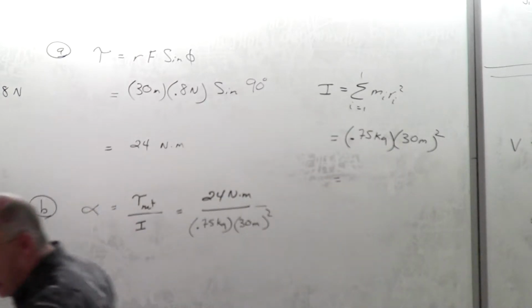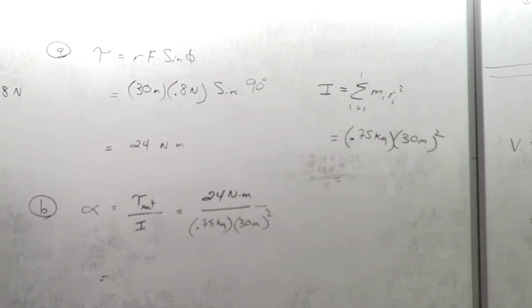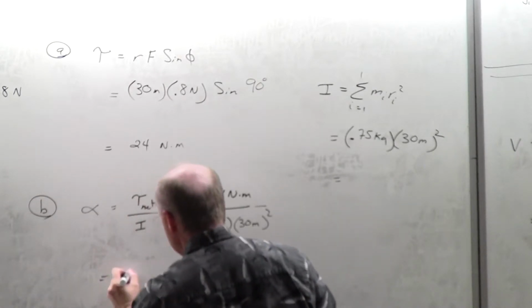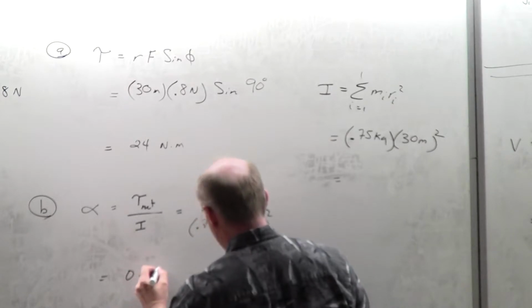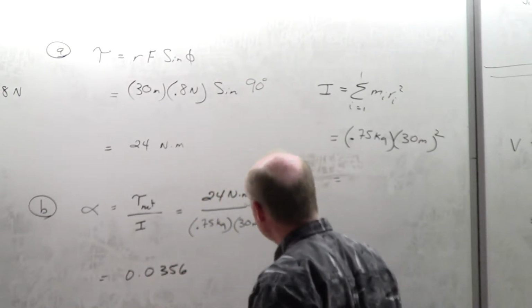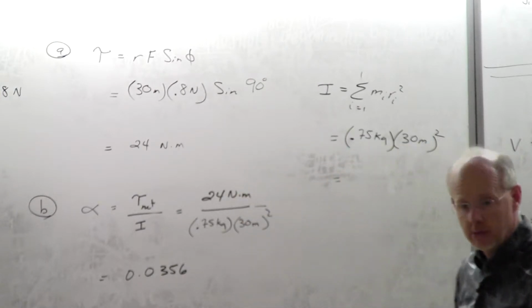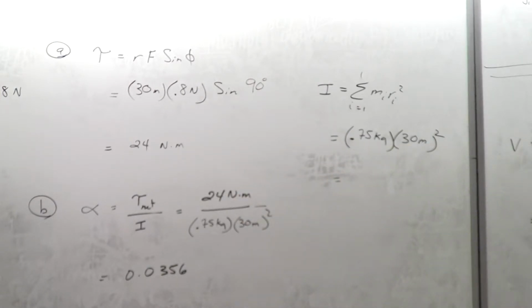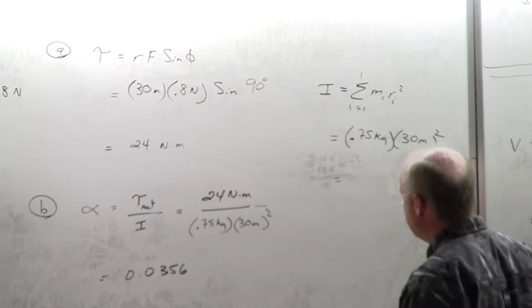So now I'm going to get my calculator out. There's the 24. Divide it by 0.75 and divide that by 30 squared. And again, if I've done my math right, it's 0.035, and I'll round it to a 6. What are the units? Well, you're right, they should be radians per second squared. Let's check it. Is that what it comes out to be?